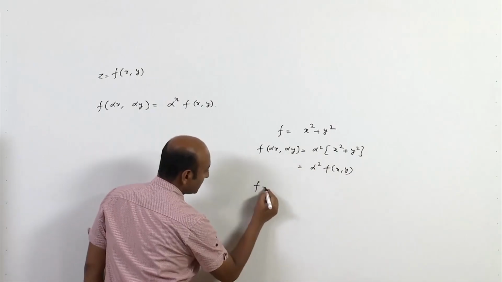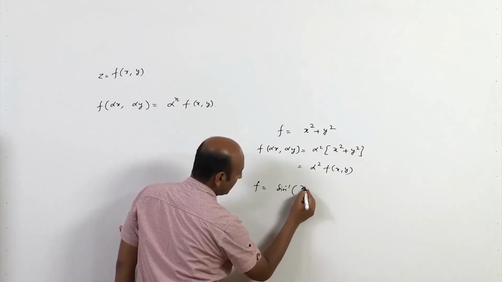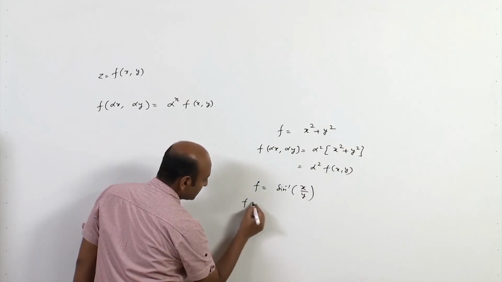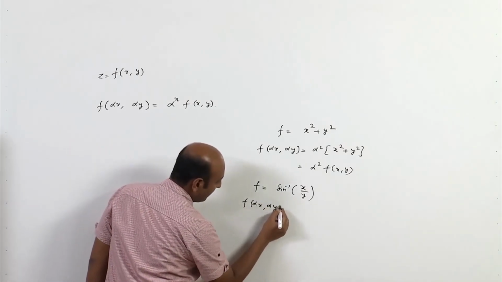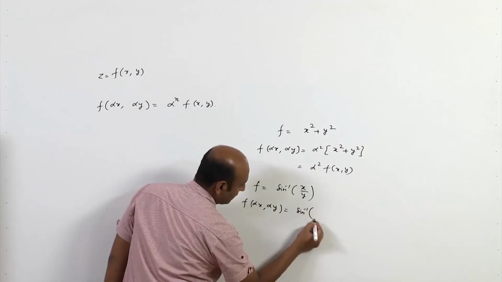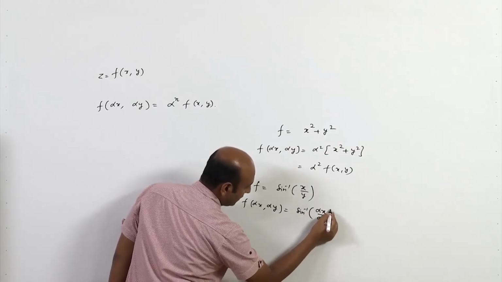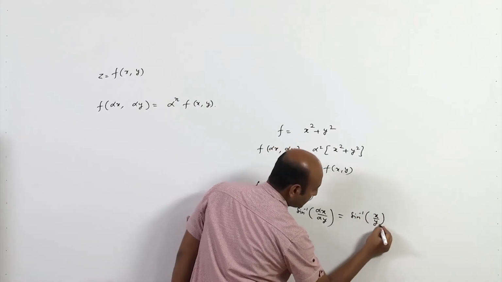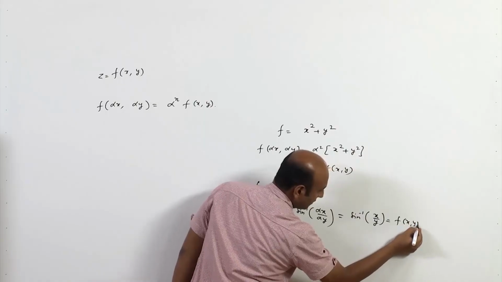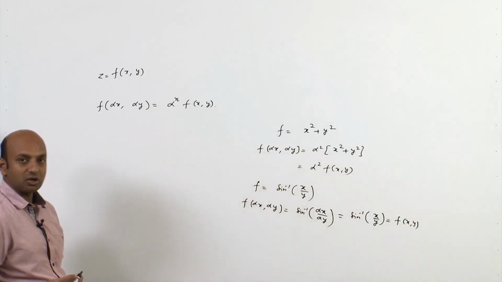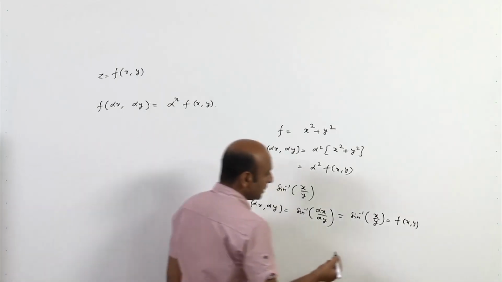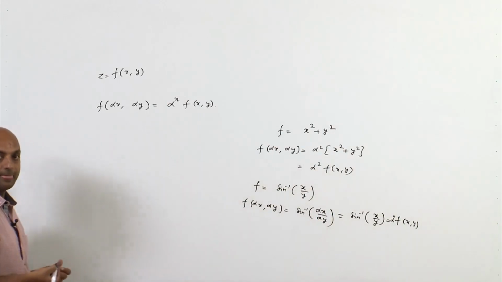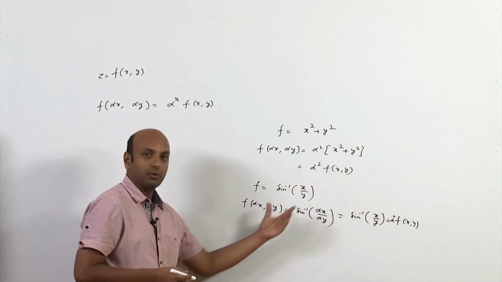Now say f is sine inverse x upon y. It is also homogeneous because if you replace x by alpha x and y by alpha y, it is sine inverse of alpha x upon alpha y, which is sine inverse x upon y, and it is the same as f of x, y. So it is also a homogeneous function of degree 0, because this can be written as alpha raised to power 0.